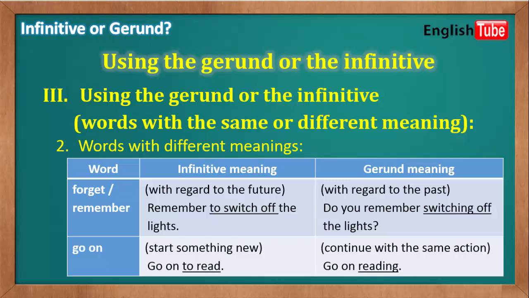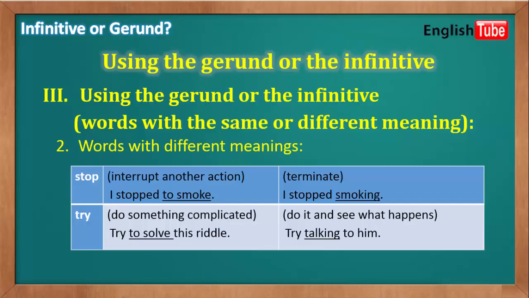But now when I say go on reading, you started reading, and then you stopped for a while, then I asked you to go on reading, to carry on or continue reading. So it means continue with the same action. In this situation, we use the gerund. Go on reading means that you started doing something, then you stopped for a while, and then you continue doing it. So in this situation, we use the gerund.